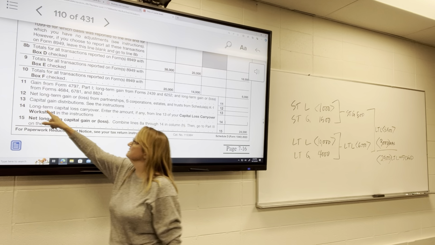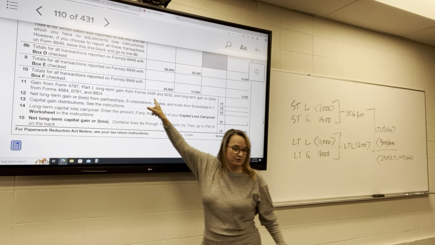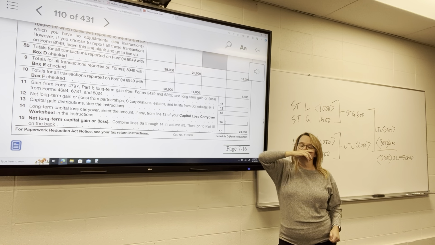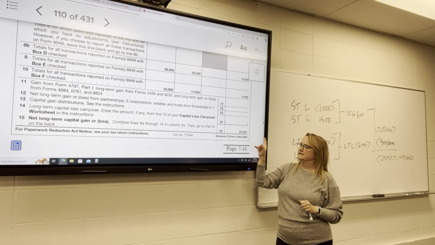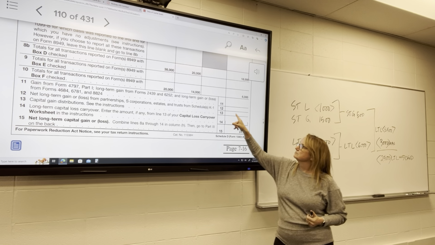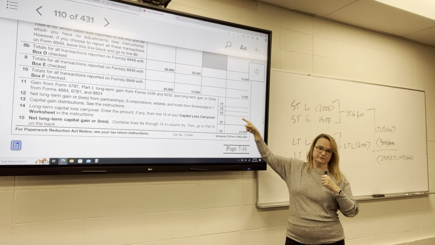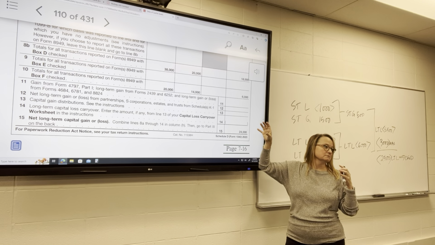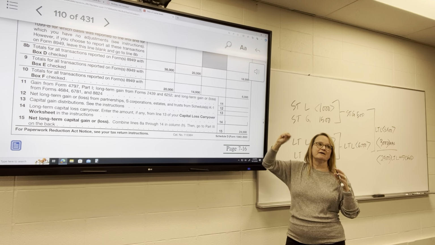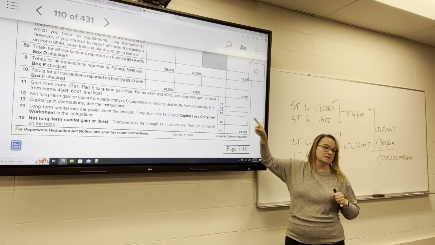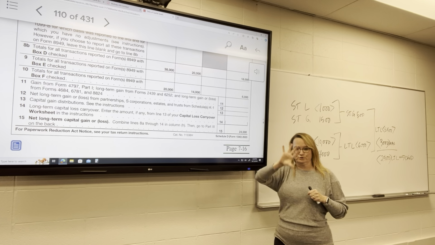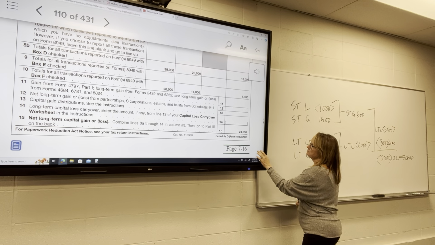These capital gains distributions, we're going to talk about that in the last part of this chapter. It is a common box to be filled in if somebody has a 1099. If they have a brokerage account, oftentimes you'll see capital gain distributions, and like I said, we'll talk about that in the last part of the chapter.